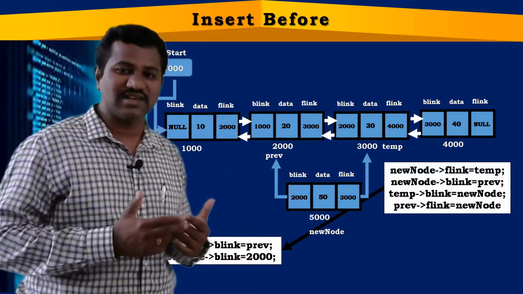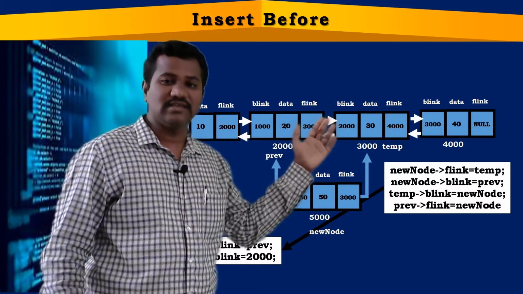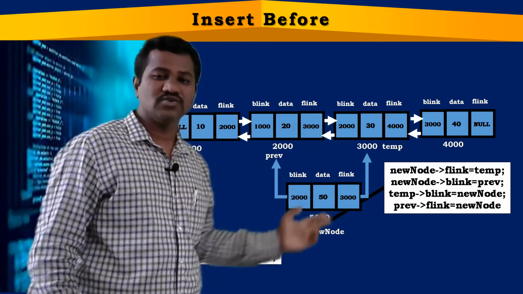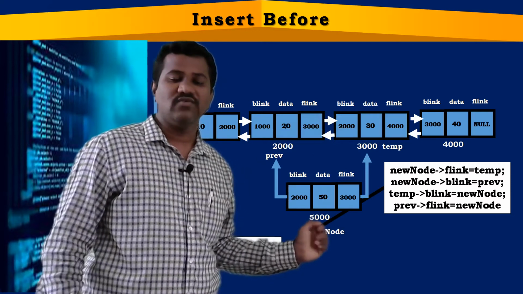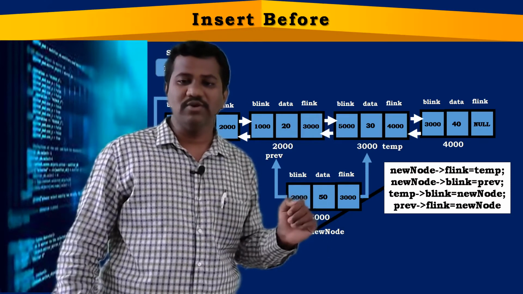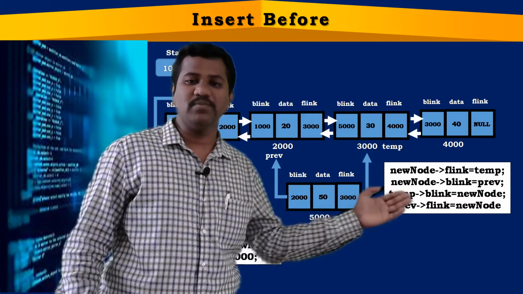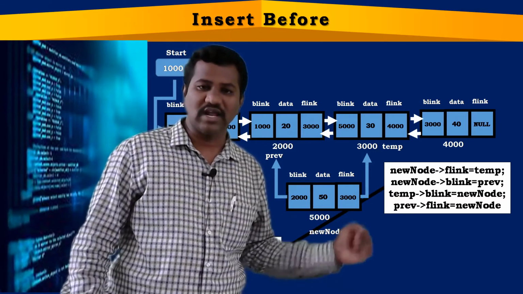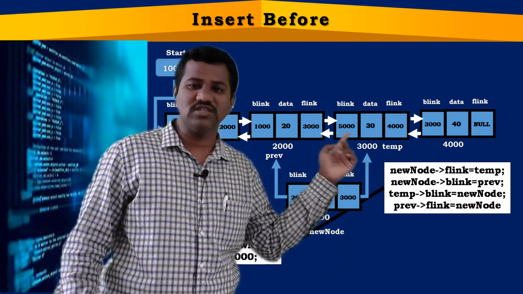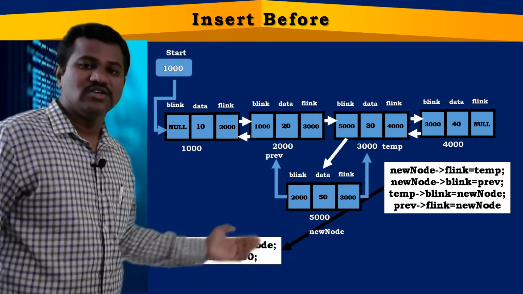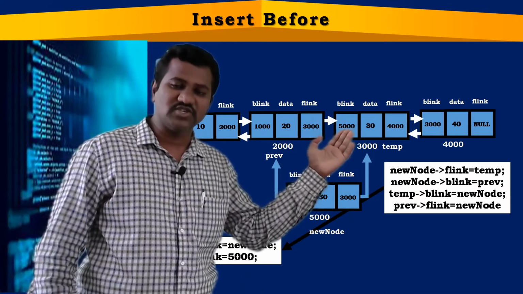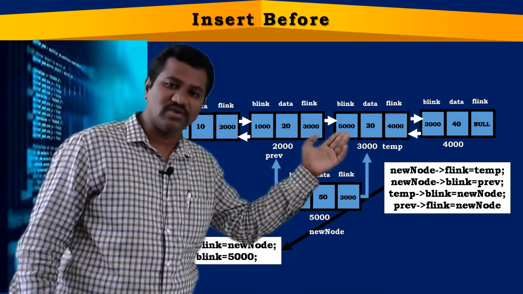After establishing these links, I need to break these links. That means your previous forward link should contain 5000 and your temp backward link should contain what? 5000. And in order to do that, we'll be going with this instruction, temp backward link. That means this one. Temp means what? 3000. 3000 backward link should contain what? New node means what? 5000. So that here 5000 has been stored. So that link will be established from temp to what?